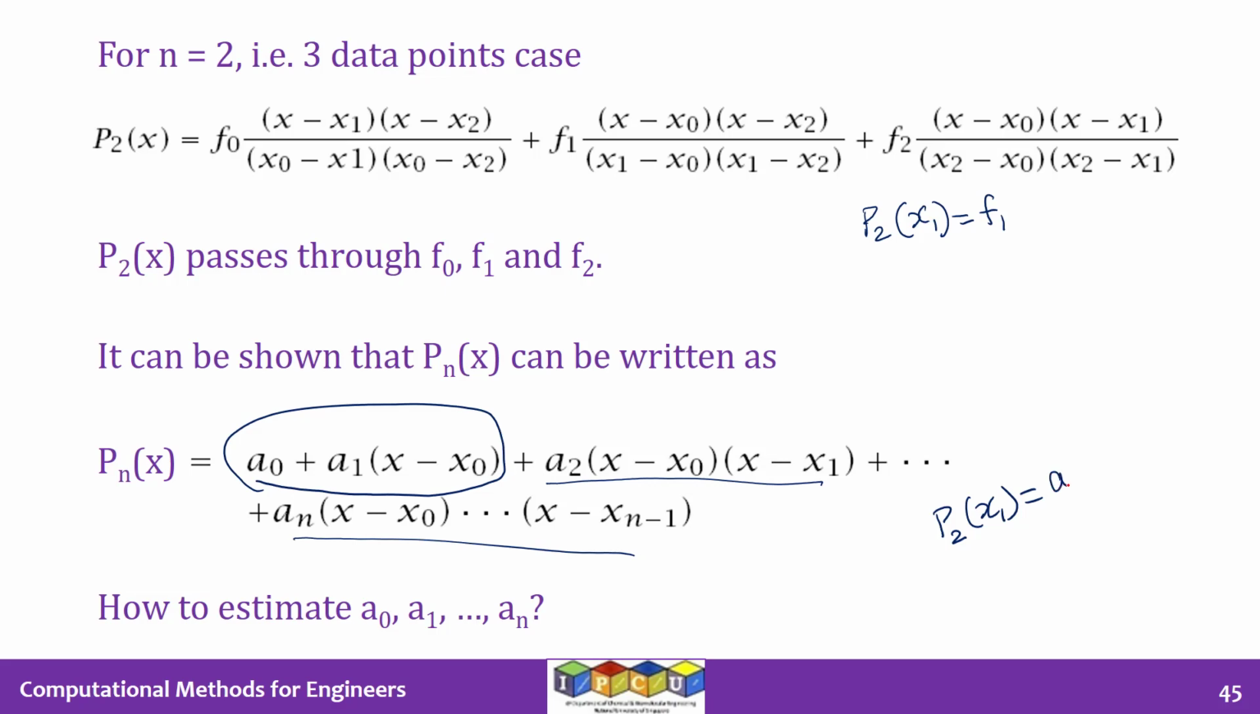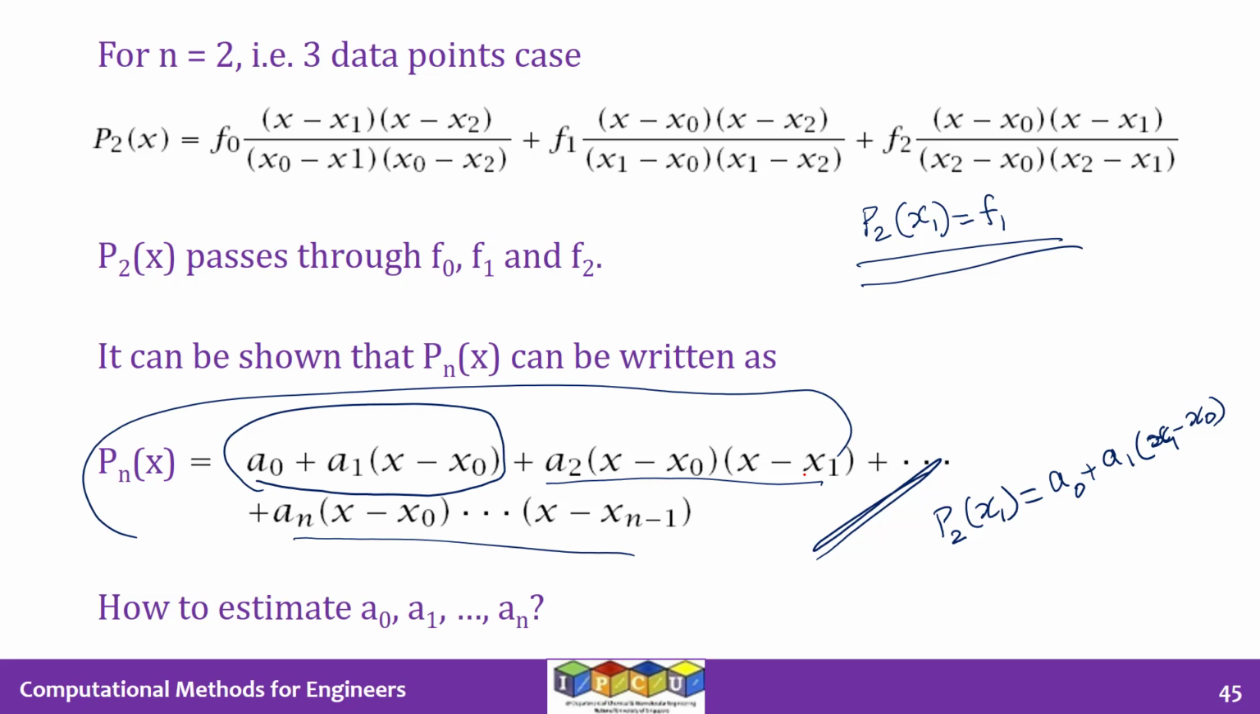So P2 at x1 is going to be equal to a naught plus a1 times (x1 minus x naught), because x is x1. So this is P2 at x1 from this representation of Pn(x). So these two should be equal. This gives you f1. The Lagrange polynomial gives you f1. This way of representing the polynomial gives you a naught plus a1 times (x minus x naught). Therefore, a naught plus a1 times (x1 minus x naught) should be equal to f1. I'm equating the right hand sides of these two expressions because the left hand sides are the same.